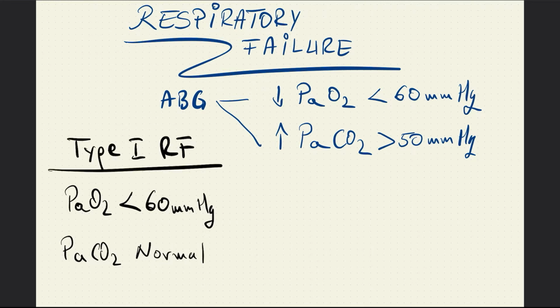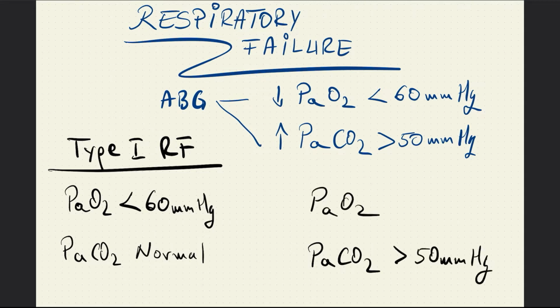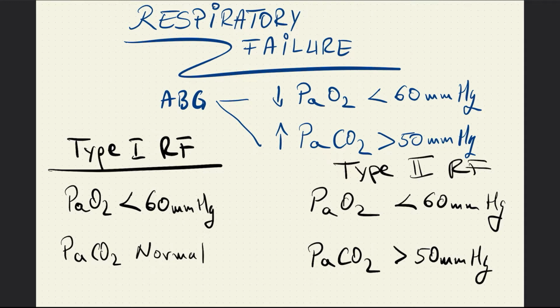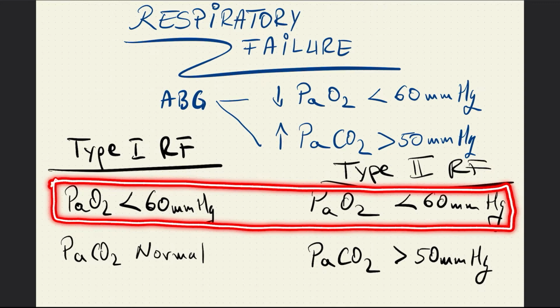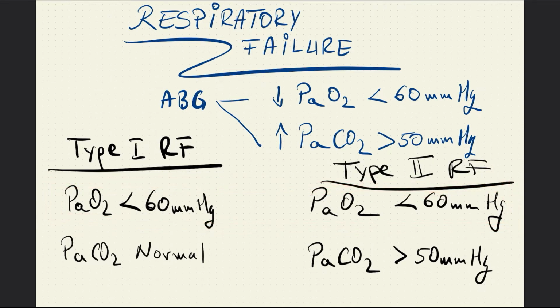If the patient presents with increased arterial partial pressure of carbon dioxide above 50 and a decreased partial pressure of oxygen below 60, then this is called type 2 respiratory failure. So note that both type 1 and type 2 have hypoxemia. The difference between the two is in terms of carbon dioxide or hypercapnia.